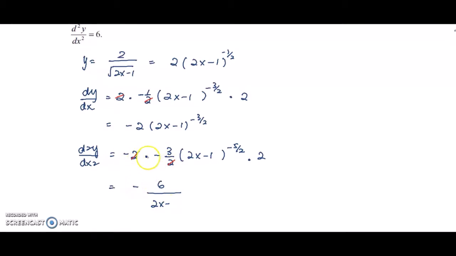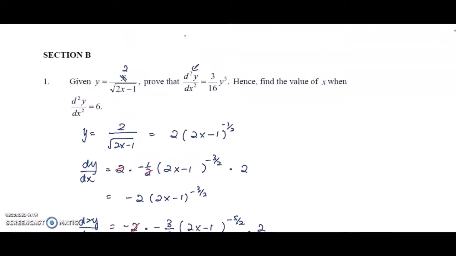Okay, so this is positive, because negative multiplied by negative is positive. 2x minus 1 power of 5 over 2 means that this is a square root and power of 5. So now we're going to prove that this is equals to 3 over 16 y power of 5. We're going to prove this in terms of y.